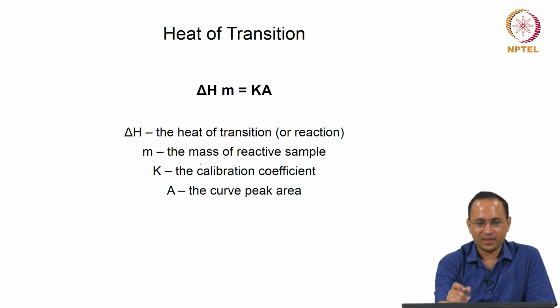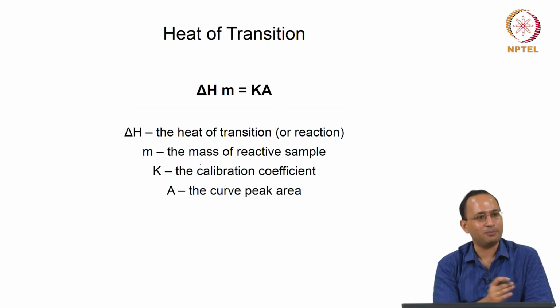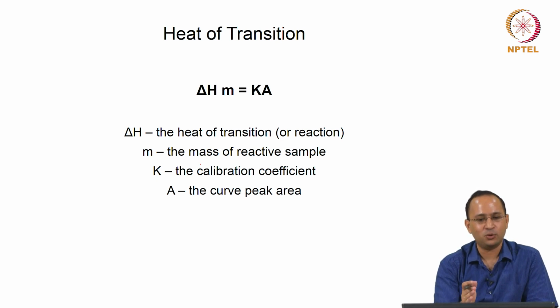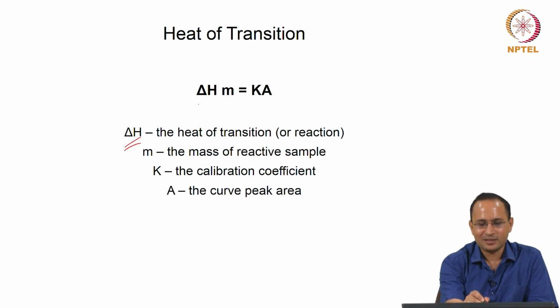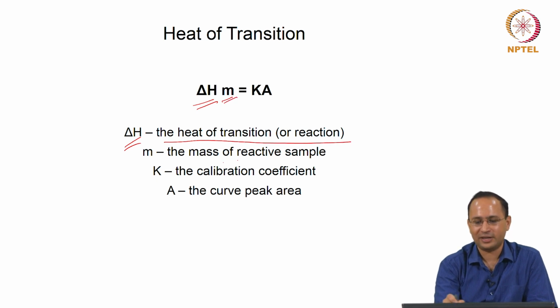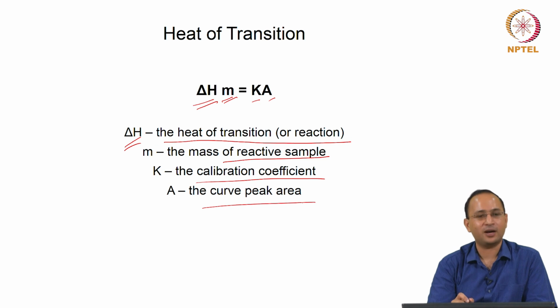Let us look at how you calculate the heat of transition. Something is transforming or transitioning, and we want to know the heat of transition. So this is a simple equation: delta H, the heat of transition or reaction, multiplied by m, the mass of the reactive sample, is equal to K times A. K is the calibration coefficient and A is the curve peak area.